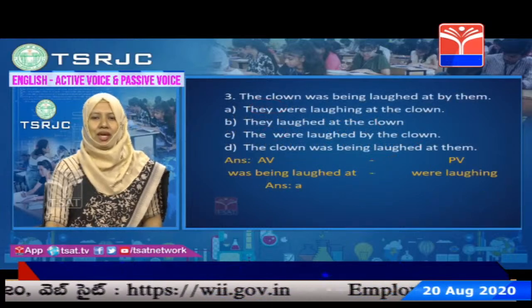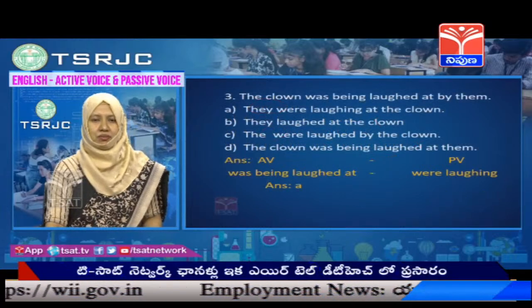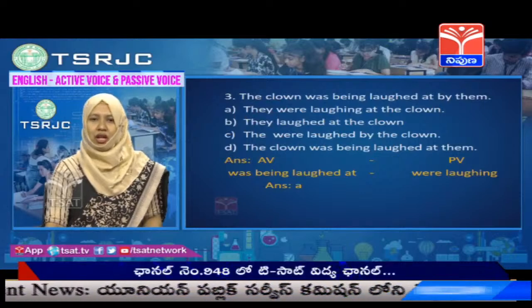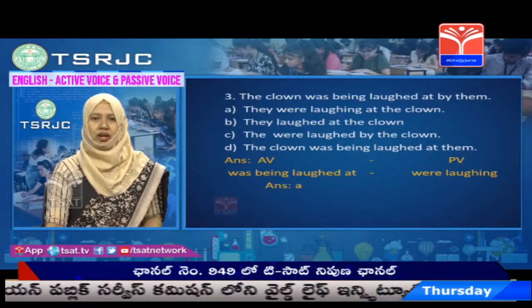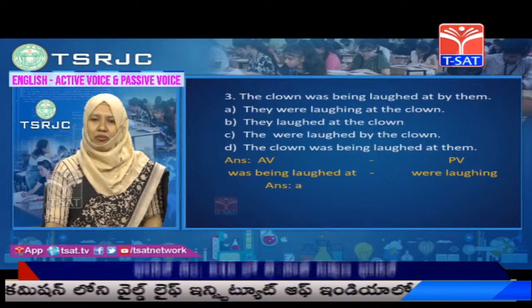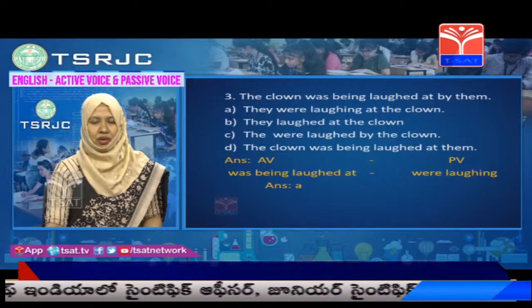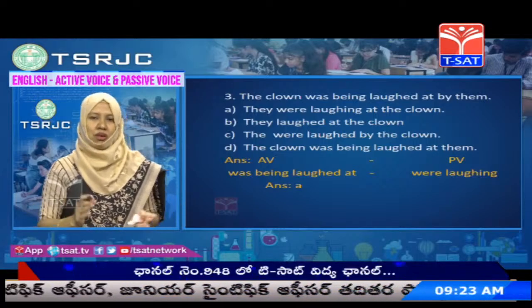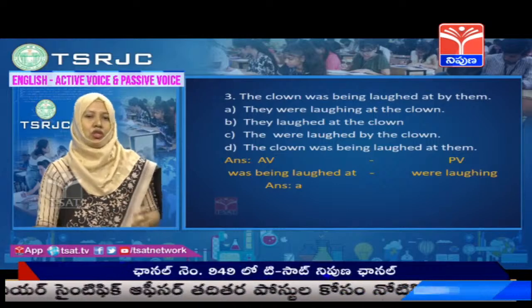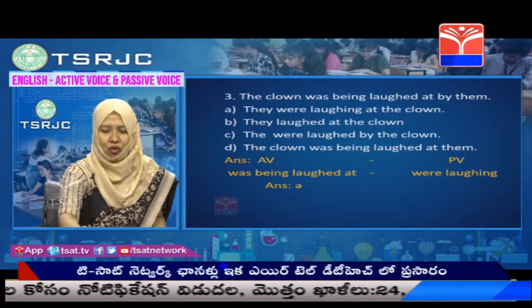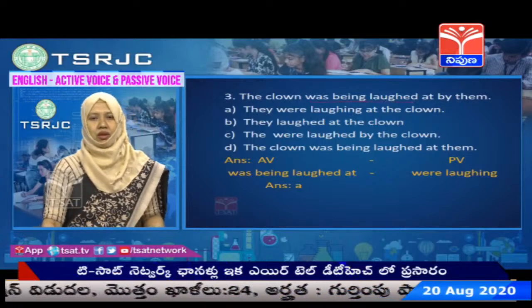The clown was being laughed at by them. Options: A, they were laughing at the clown. B, they laughed at the clown. C, they were laughed by the clown. D, the clown was being laughed at them. So, you all know subject and verb. Now, you have to focus only on the verb. Here, the clown was being laughed, was being laughed.